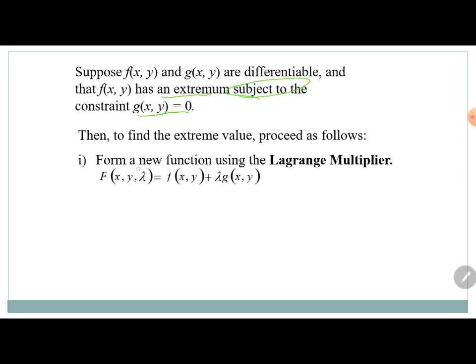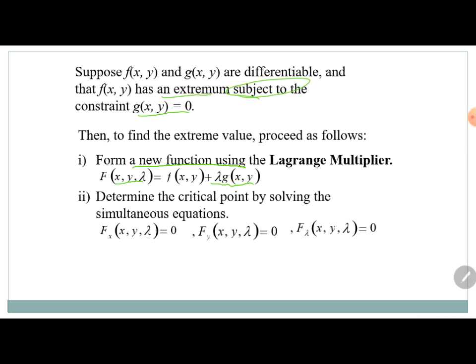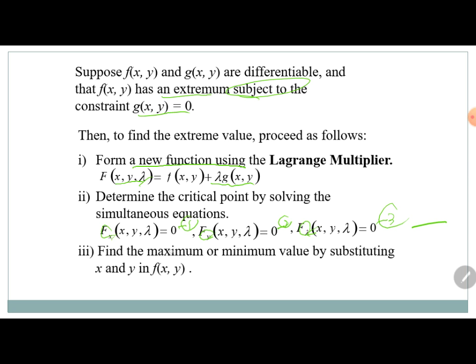The first thing is you need to form a new function using the Lagrange multiplier. The new function involving the constraint will be capital F of x, y and lambda, so we have three variables, which is equal to f(x,y) plus lambda g(x,y). So this is the new function. Then, as usual, we need to find the partial derivatives with respect to all three variables. Before this, we only had two variables. Because we have the Lagrange multiplier, we need to differentiate partially with respect to x, y, and lambda, and equate all to 0. So we have the first, second, and third equations. The last step is to find the maximum or minimum value by substituting the point (x,y) into the function itself. Lambda is the Lagrange multiplier.